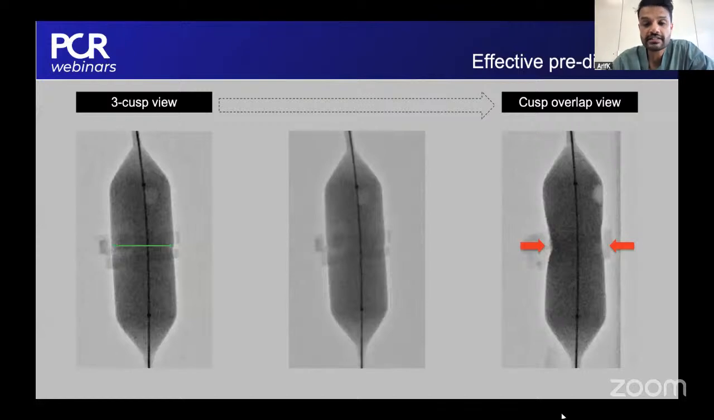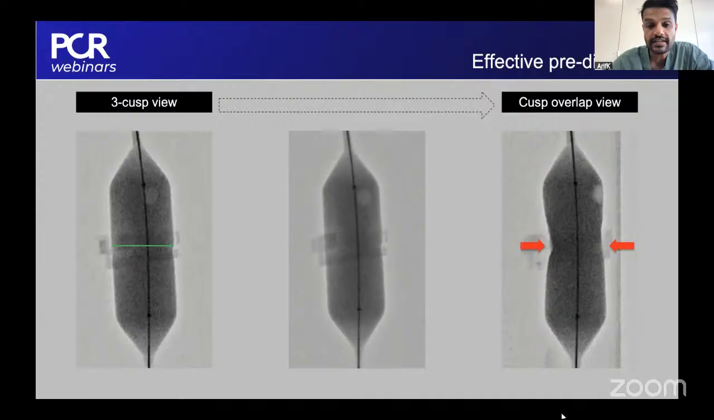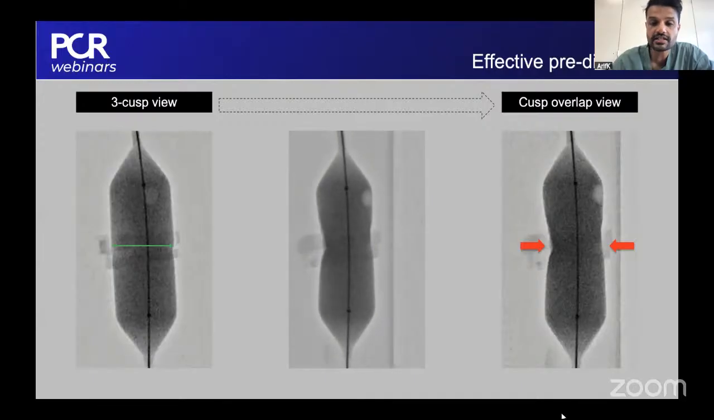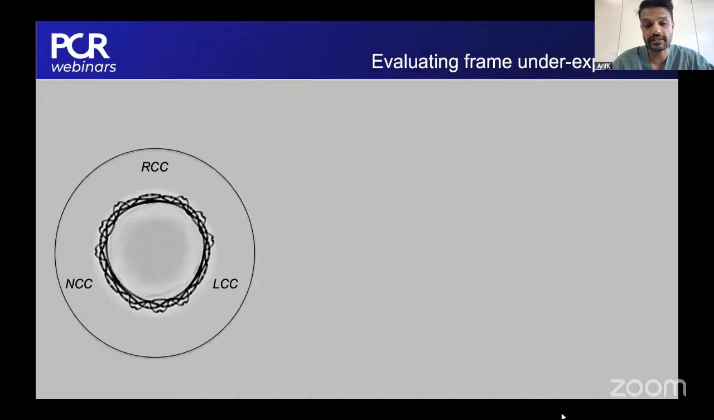So how to correct it? Well, it starts off with an effective pre-dilatation done at an appropriate size. In the cath lab, you can see we're just rotating to RAO with this balloon expansion. And that's where on the left-hand side in your 3-cusp view, the balloon looks well expanded. You switch to RAO and you can see you've got an indent in the waist. So, playing with our C-arm for pre-dilatation.